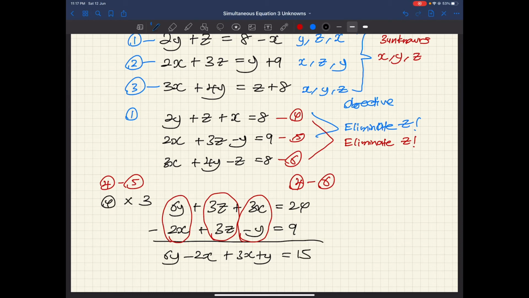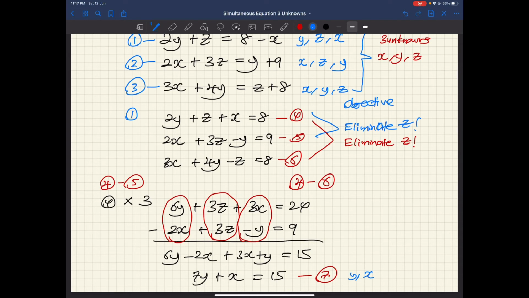Alright, so once I have this, I can just simplify. 6y plus y, I get 7y. Negative 2x plus 3x, I have positive x equal to 15. Let me call this the 7th equation. So in this equation, I have two unknowns, which are my y and x.